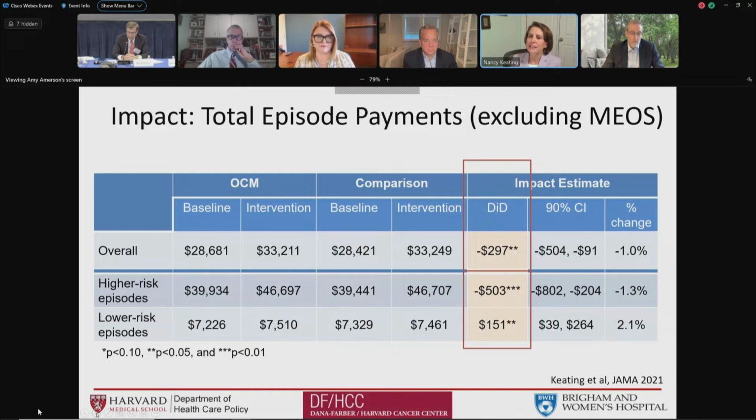What we found was that, for the higher risk episodes, total episode payments decreased by $503. For the lower risk episodes, we found a relative statistically significant increase of $151. I'll point out that these estimates do not include the monthly enhanced oncology service payments, the $160 per patient per month, which on average were a little over $700 for the episodes. Next slide, please.